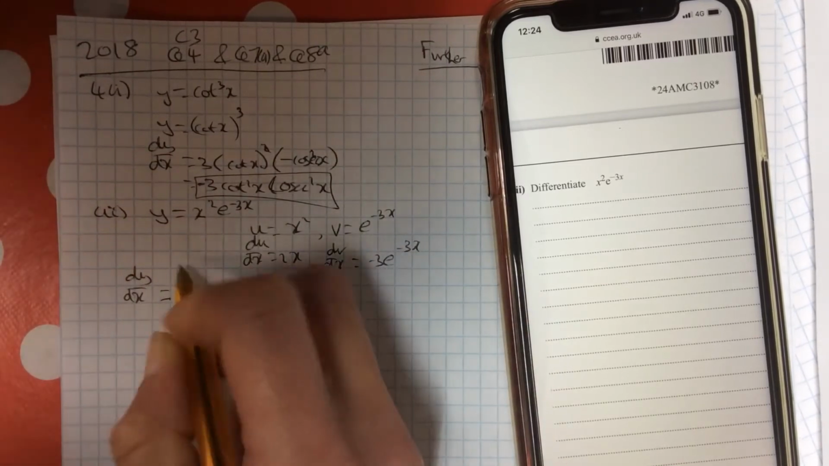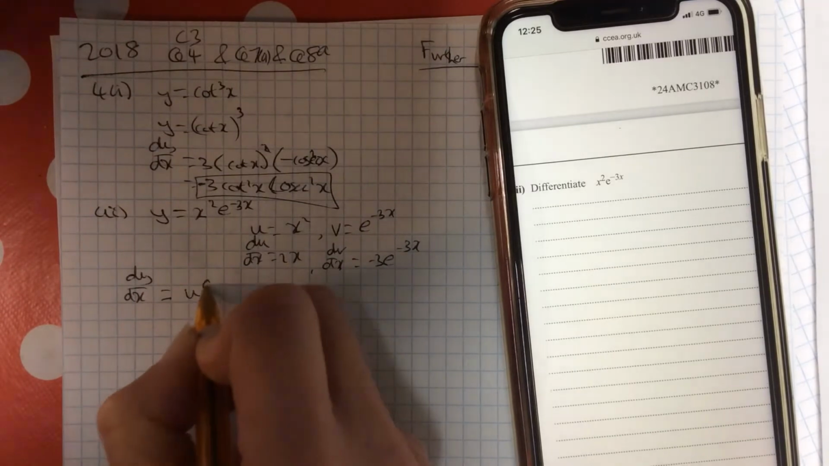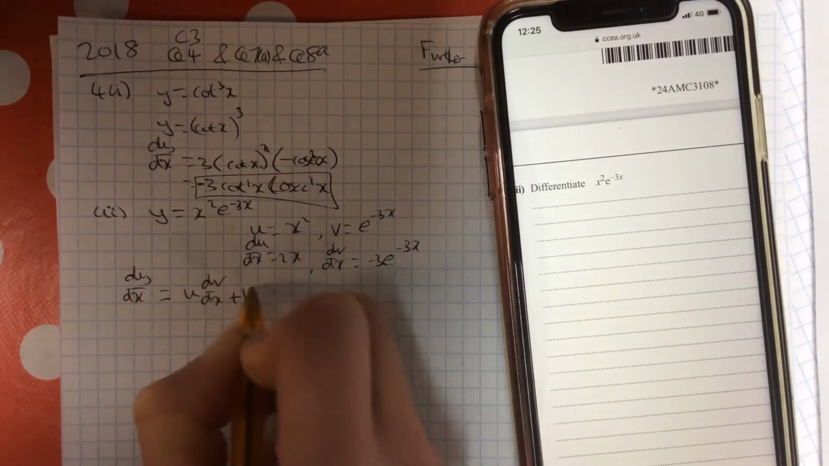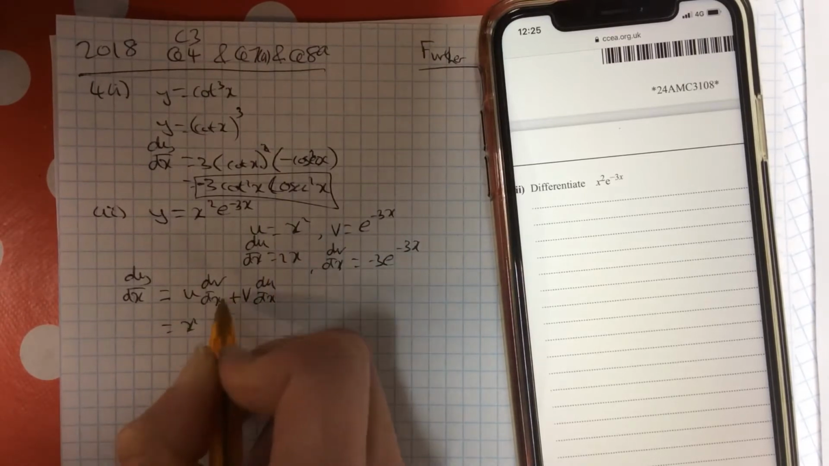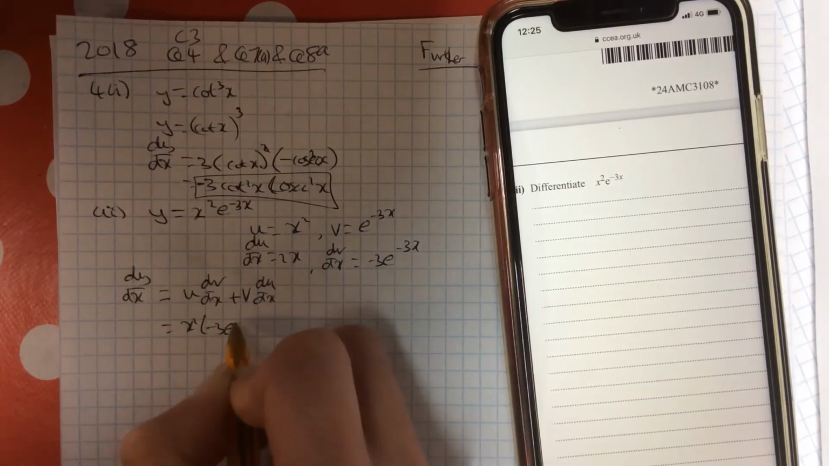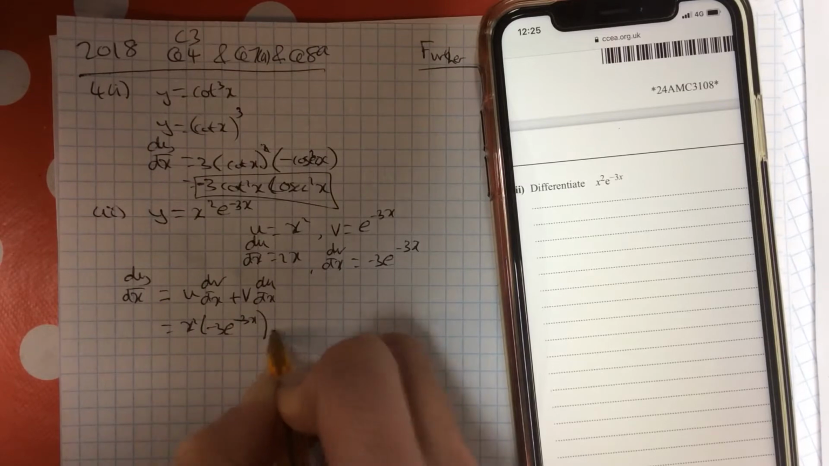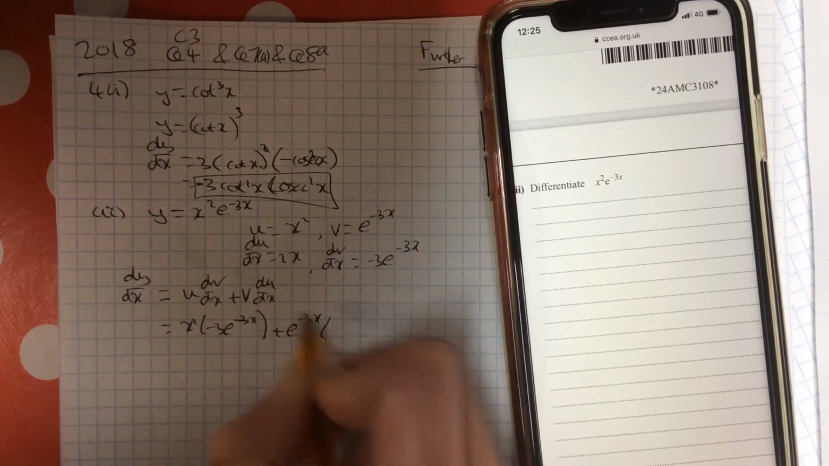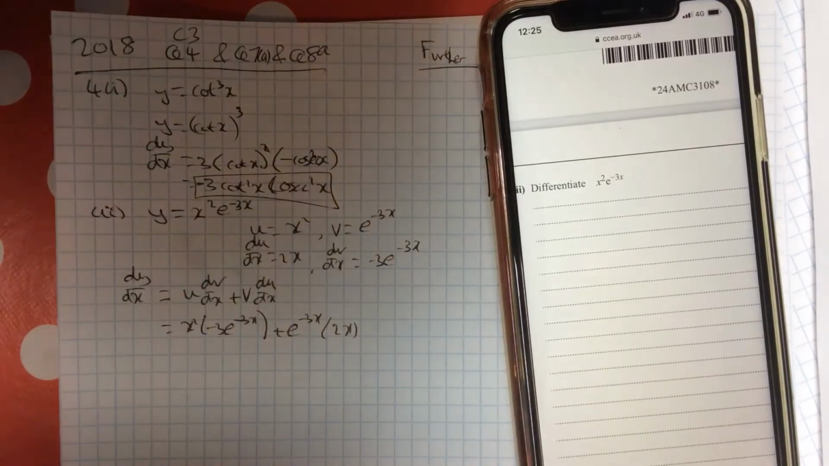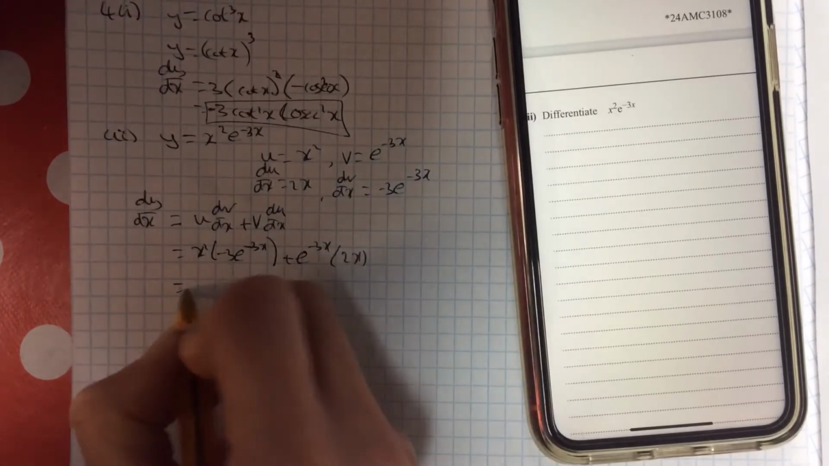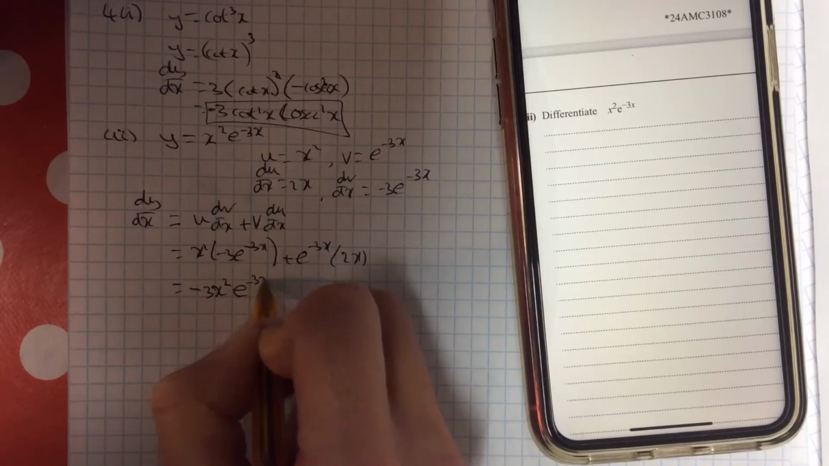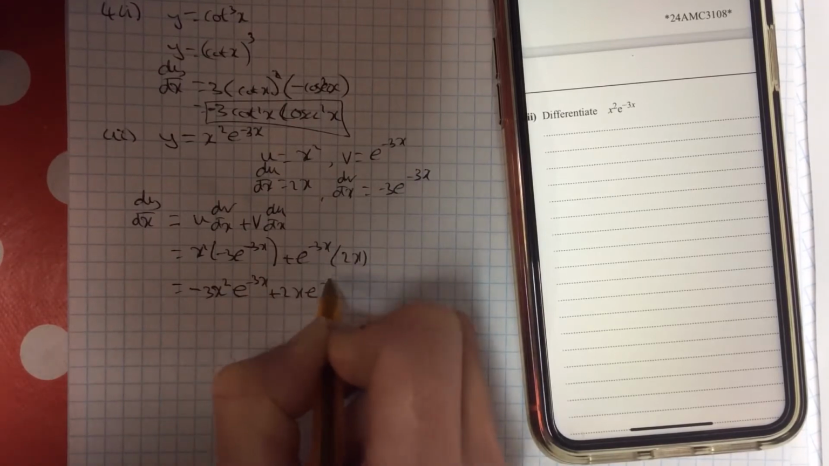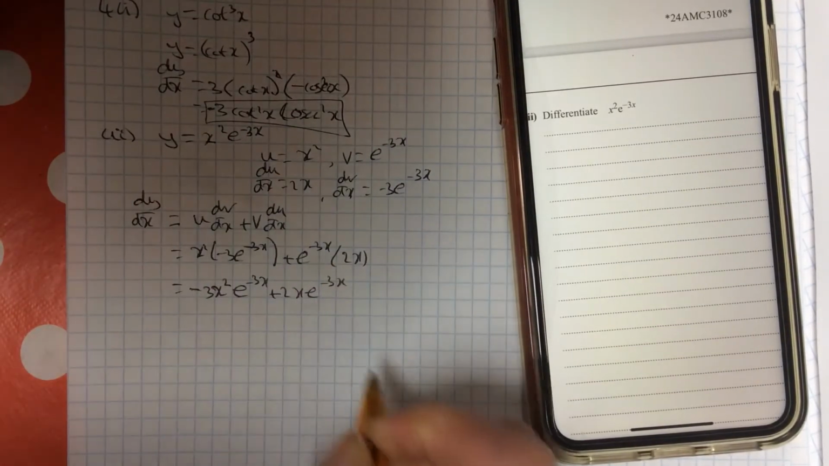Always write out the product rule. So dy by dx is u dv by dx plus v du by dx. U is x squared, dv by dx is minus 3e to the minus 3x plus v du by dx. And I would tidy that up a little bit. So it's minus 3x squared e to the minus 3x plus 2x e to the minus 3x.